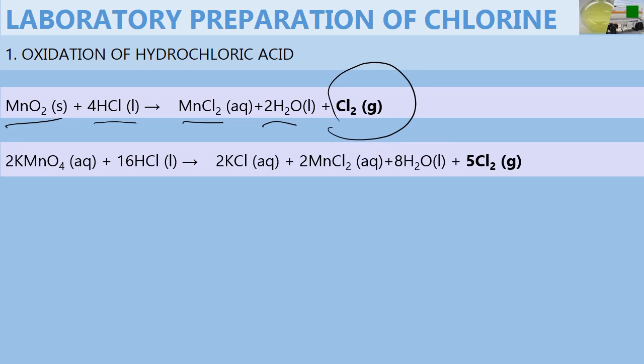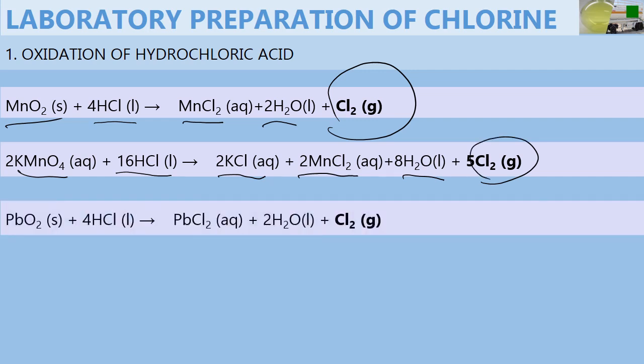Secondly, when potassium manganate 7 is used, it reacts with concentrated hydrochloric acid to give 2 salts, one which is potassium chloride and manganese 2 chloride, some water and chlorine gas. When lead 4 oxide is used, we will have lead chloride, water, and chlorine gas. As you can see, there is sort of a pattern forming already.